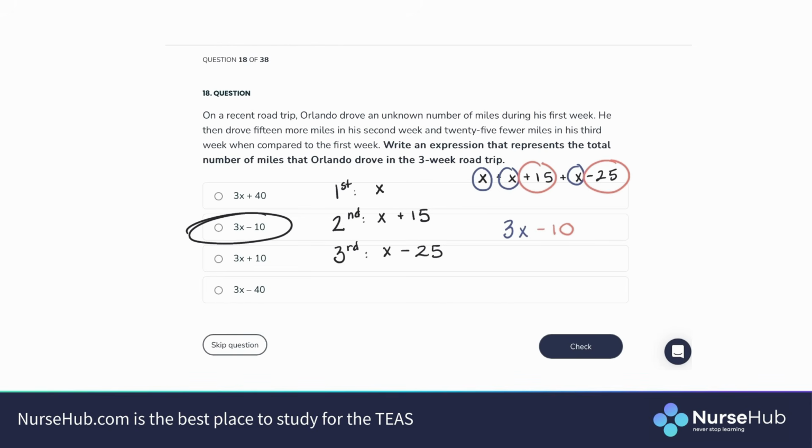Notice the word expression. We were not solving for X. An expression does not have an equal sign. So it just says write an expression for what is happening in this problem.